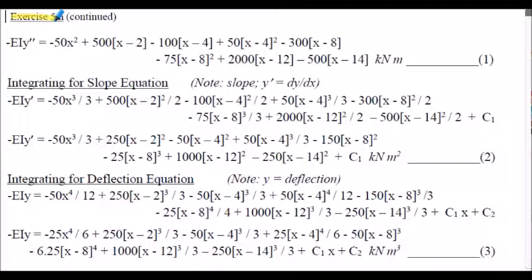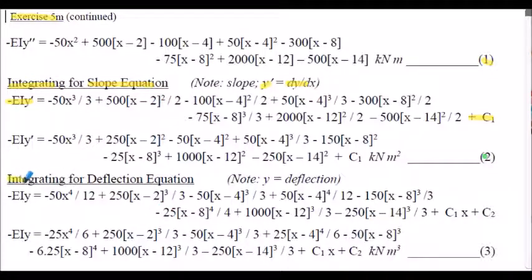Exercise 5 continued. Just repeated equation 1 for convenience here. And what we're going to do now is integrate to find the slope equation. Just notice again the shorthand notation y dash is dy by dx. So on the left-hand side I get negative EI y dash. And all I'm going to do now is integrate each of the terms with respect to x in our standard integration process. This time I will let you work through the integration process. Don't forget to add the constant c1 of course at the end. And see if you can simplify the terms to form equation 2, which is the slope equation.